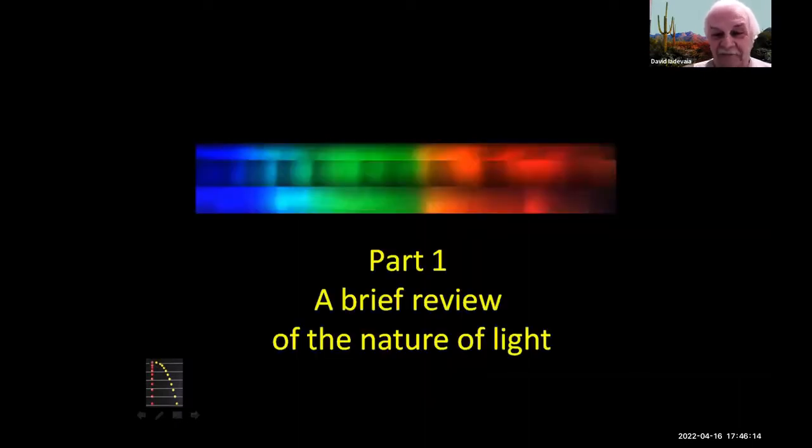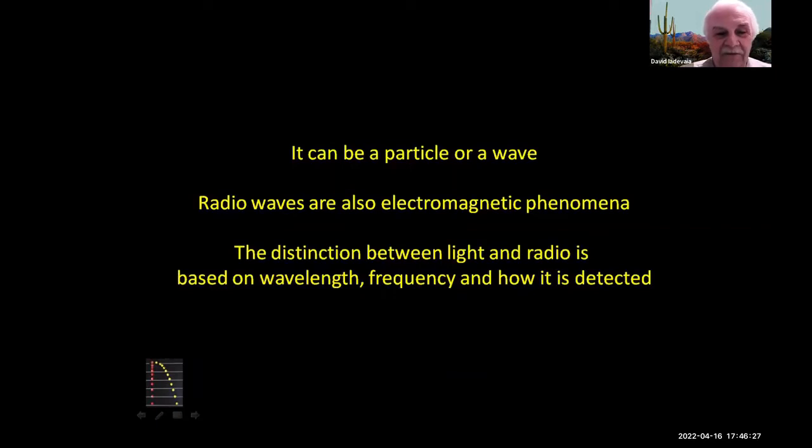So first we'll start with a brief review of the nature of light. And of course, this should hopefully be a very, very brief and elementary approach. So light can be a particle or a wave. Radio can also be included in the electromagnetic phenomena. And the distinction between light and radio is based on wavelength, frequency, and how it's detected. In other words, radio waves and light are the same thing.